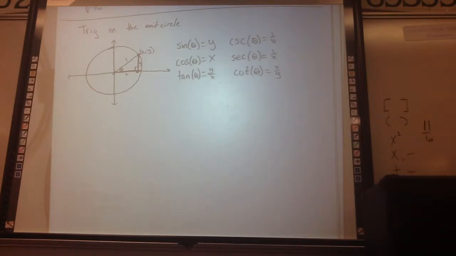Just to jog my memory, what does reciprocal mean? Just the opposite. That's why I said I didn't give you any more hints. Yeah, you flip the fraction. Okay.